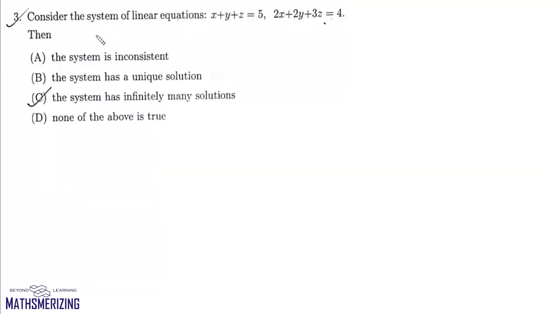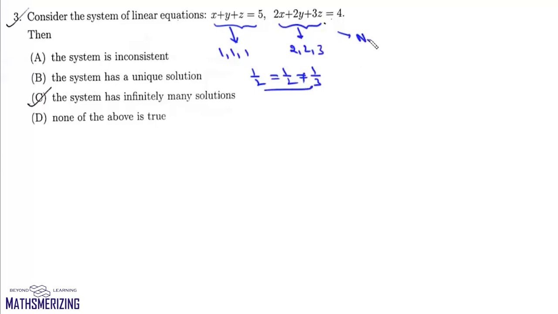Now question number 3 is, consider the system of linear equations x plus y plus z equals 5 and 2x plus 2y plus 3z equals 4, then which of the following is correct? Now these two equations represent two planes in 3D space. For the first plane, the direction ratios of the normal are 1, 1 and 1, and for the second plane they are 2, 2 and 3. Now their ratios are 1 by 2, 1 by 2 and 1 by 3, which are not equal. So these two planes are non-parallel planes.